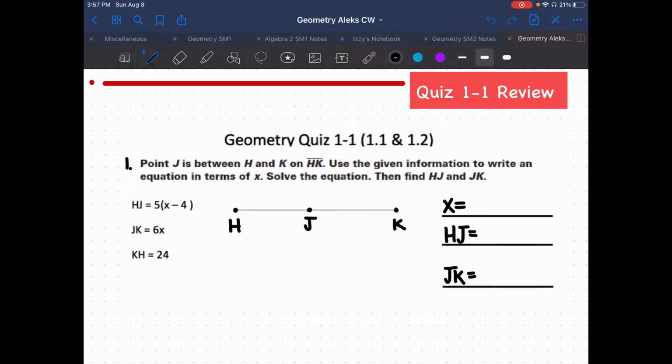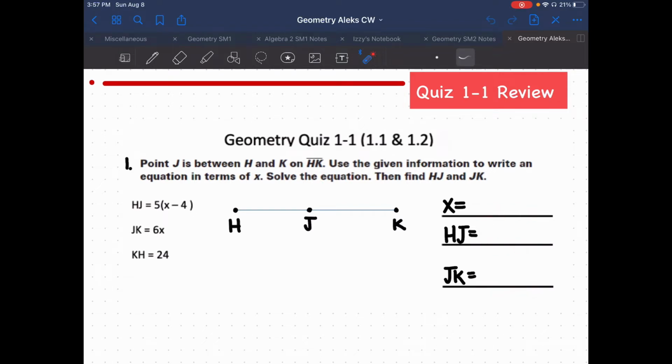Notice the picture is provided for you. Use the given information to write an equation in terms of x. Solve the equation and then find x, HJ, and JK. On the answer lines, we need to provide three answers, one for x, one for HJ, and one for JK.